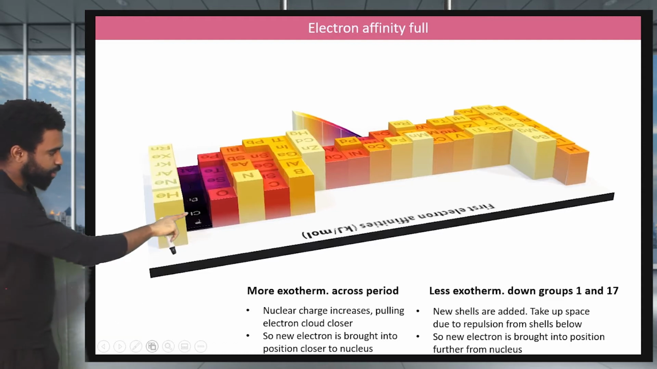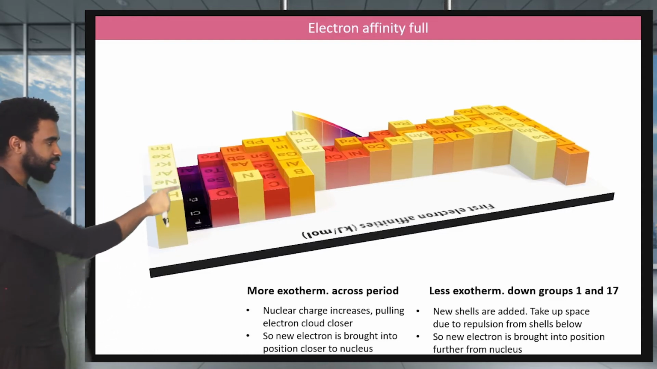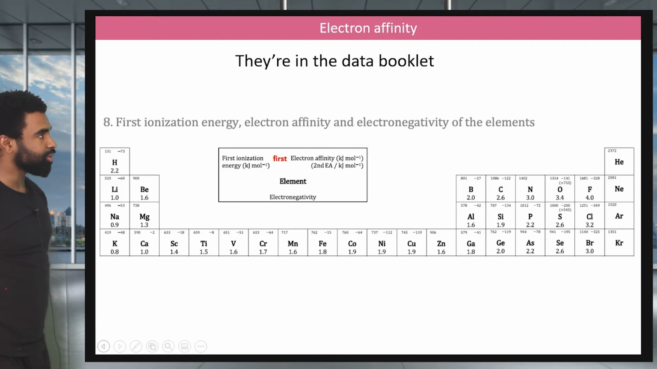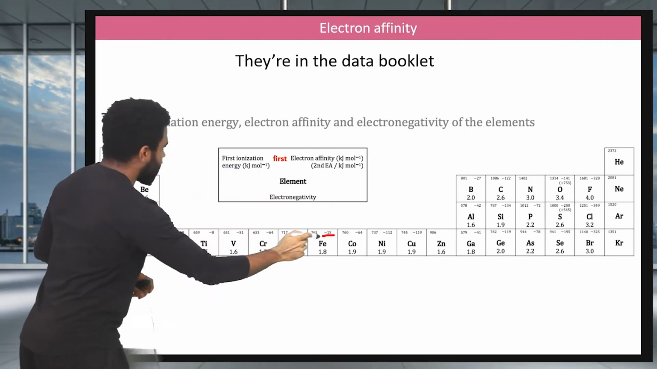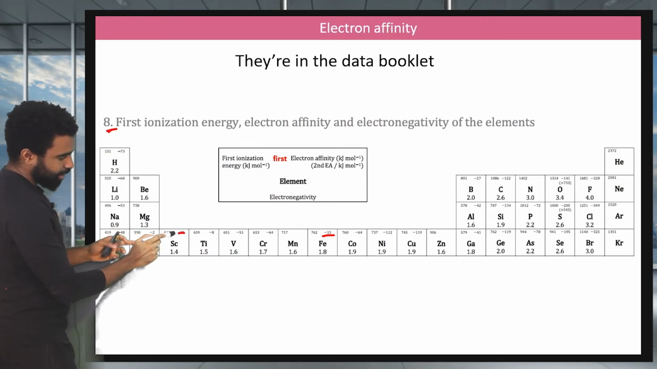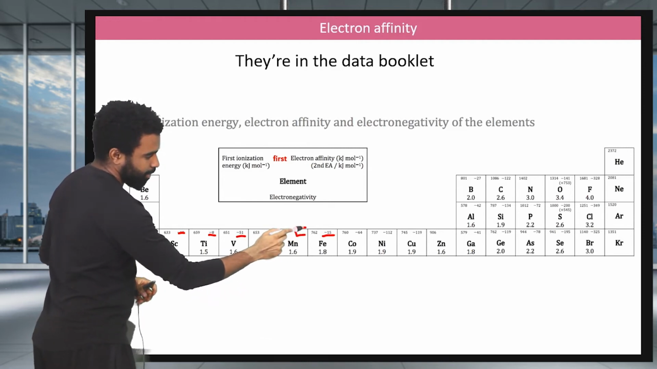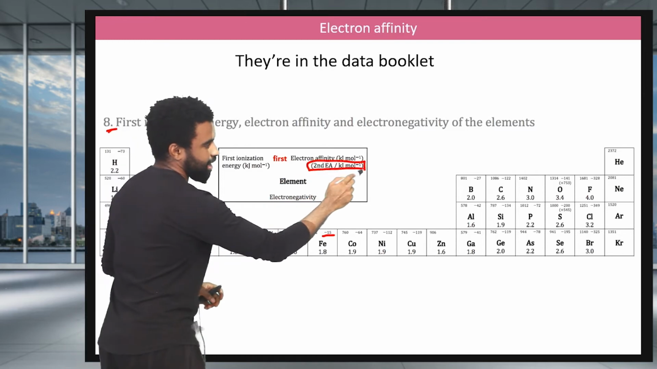So for example, fluorine and chlorine have highly exothermic electron affinities relative to the ones further down, astatine and so on. Okay, so now we have a general sense of the trend. These data are in your data booklet. At the top right of section 8, each cell has the first electron affinity in kilojoules per mole for each element. Some of them are missing, and also some of them have the second electron affinities.